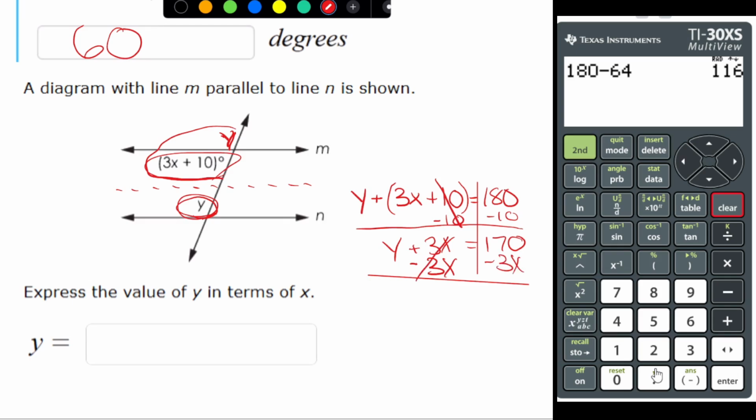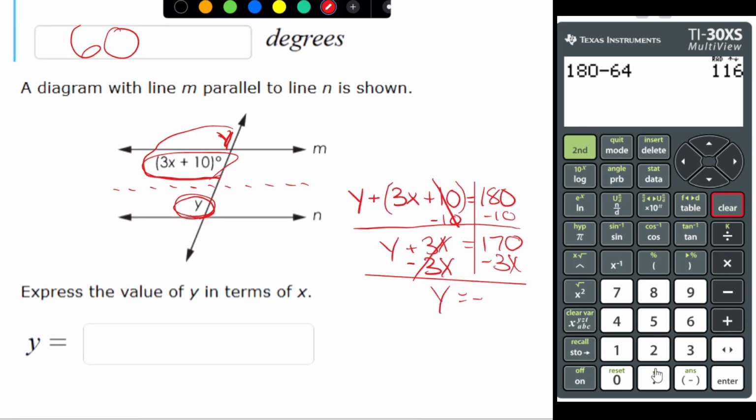And if you need more practice on equation solving, I go into it a lot more in some of the other standards, particularly like 8.EE.7. 8.EE.8 has a lot of equation solving in it. So if you need practice on equation solving, I would look at those standards next.